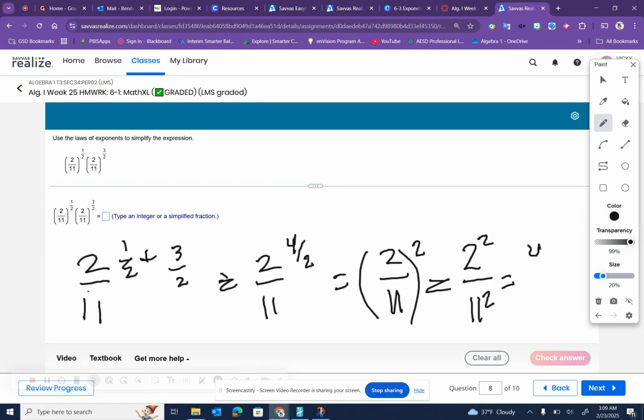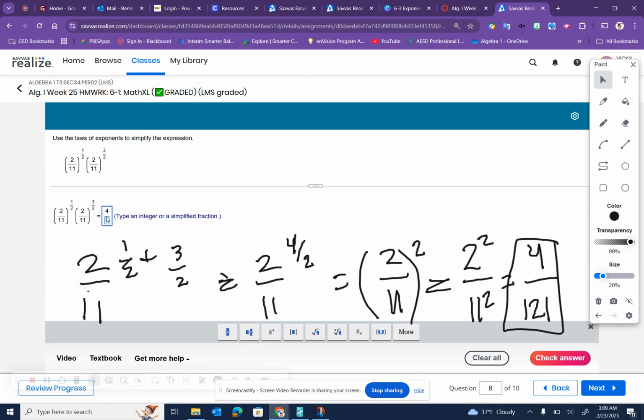2 squared is 4, and 11 squared is 121. So this is our final simplified fraction, which we could enter right over here. We have 4 over 121.